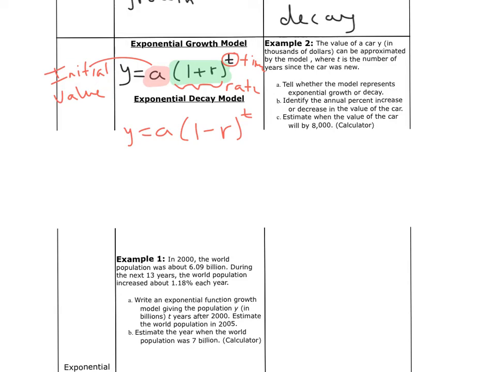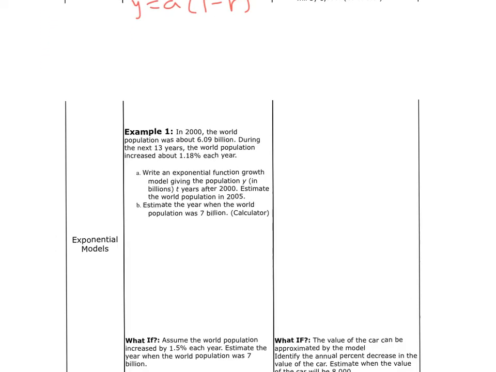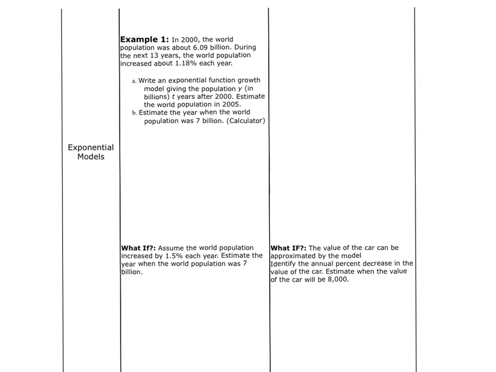Now, let's take a look at this first example though. Looking at this first example, it says in 2000, the world population was 6.09 billion. During the next 13 years, the world population increased about 1.18% each year. Write an exponential growth model giving the population y in billions t years after 2000, and then estimate the world population in 2005, okay?